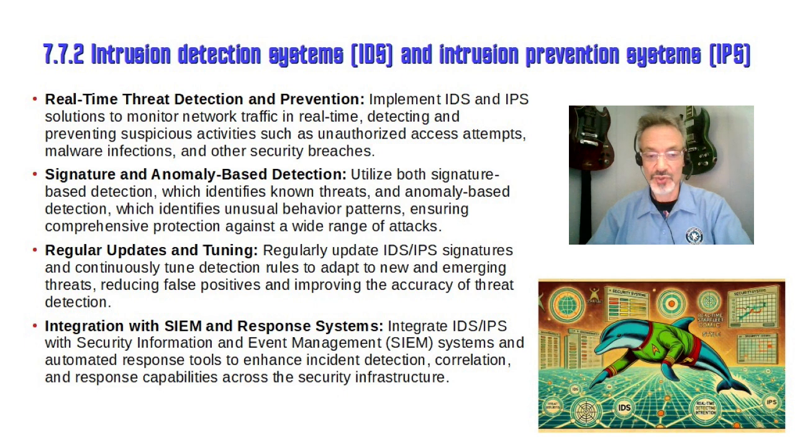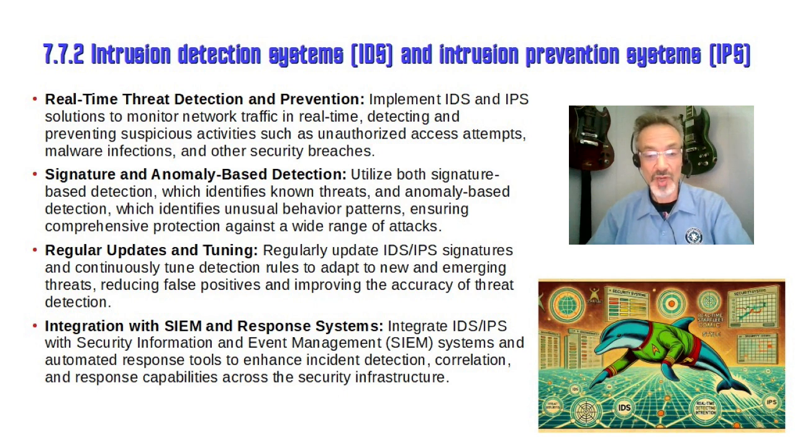7.7.2 Intrusion detection systems and intrusion prevention systems, which play a crucial role in real-time threat detection and prevention. You'll need to solidly understand these systems for the exam. IDS and IPS are designed to monitor traffic for suspicious activity. The key difference is that IDS detects and alerts, while IPS goes a step further by actively blocking or preventing the detected threats. These complement each other, ensuring potential threats are not just identified, but mitigated.